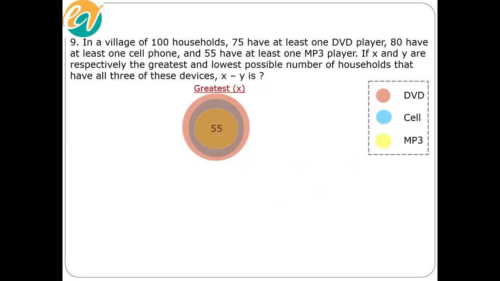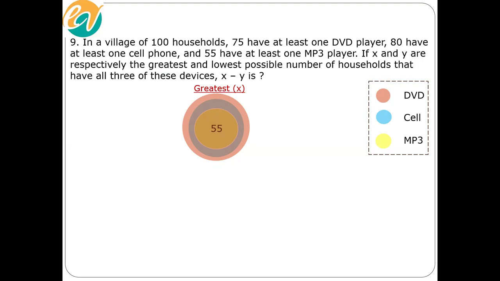So this is how the diagram of the maximum or the greatest would look like. Now the big question is about the lowest. How do we find that out? How do we find the lowest?